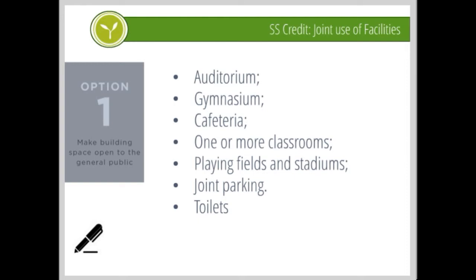Option 1. Make building space open to the general public, worth 1 point. In collaboration with the school authorities, the team should ensure that at least 3 of the following types of spaces in the school are accessible to and available for shared use by the general public: the auditorium, gymnasium, cafeteria, 1 or more of the classrooms, playing fields and stadiums, and joint parking. In addition, projects should also provide access to the toilets in the joint use areas after normal school hours.